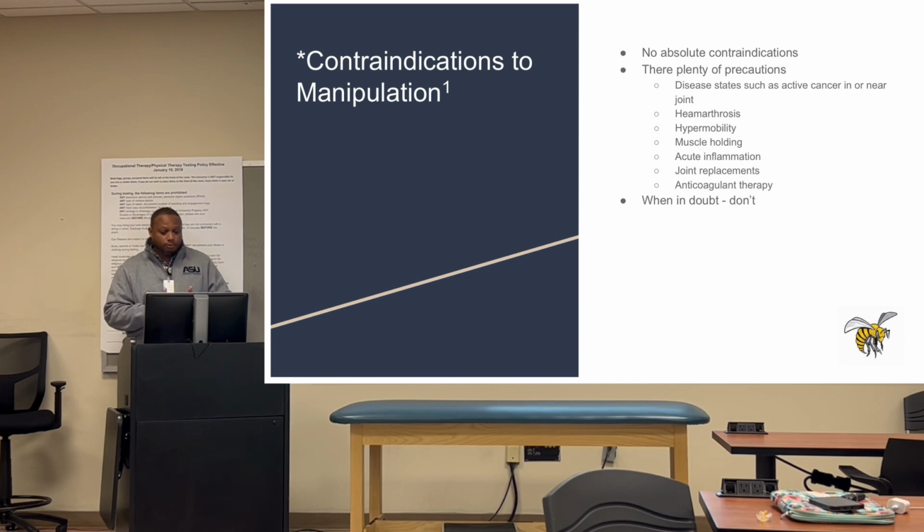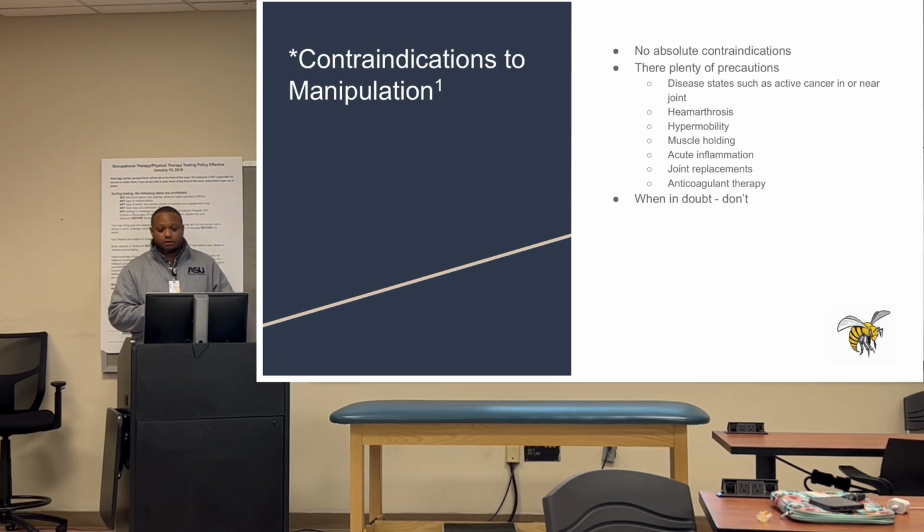Of course, joint replacements. Why would you not need to do a manipulation? Typically with a joint replacement, arthritic formation has been resolved, the joint surfaces are already smooth, and typically don't require manipulation, okay? Then anticoagulant therapy, what does that mean? A blood thinner, so this person can bleed freely. And so you just want to be cautious to make sure you don't do anything that could cause bleeding with this person. All right, when in doubt, don't do it.